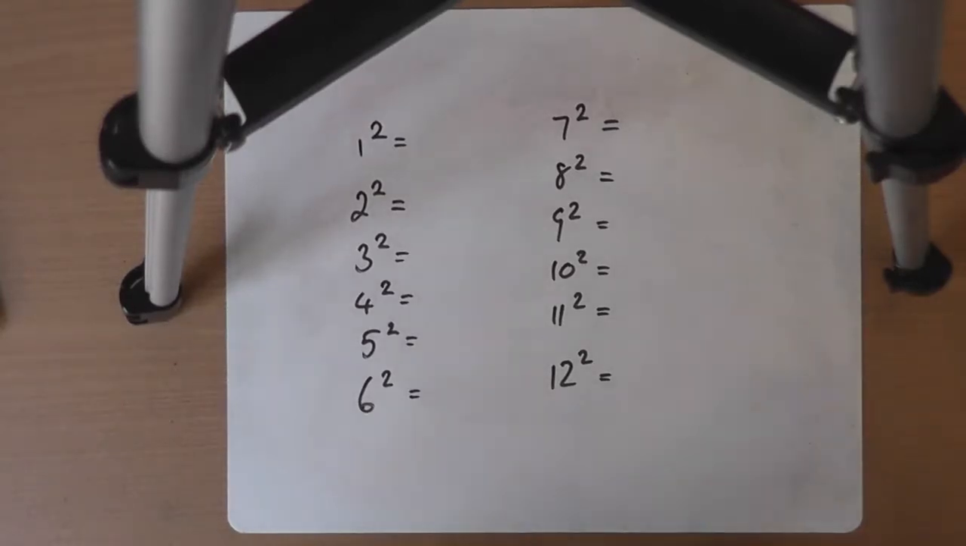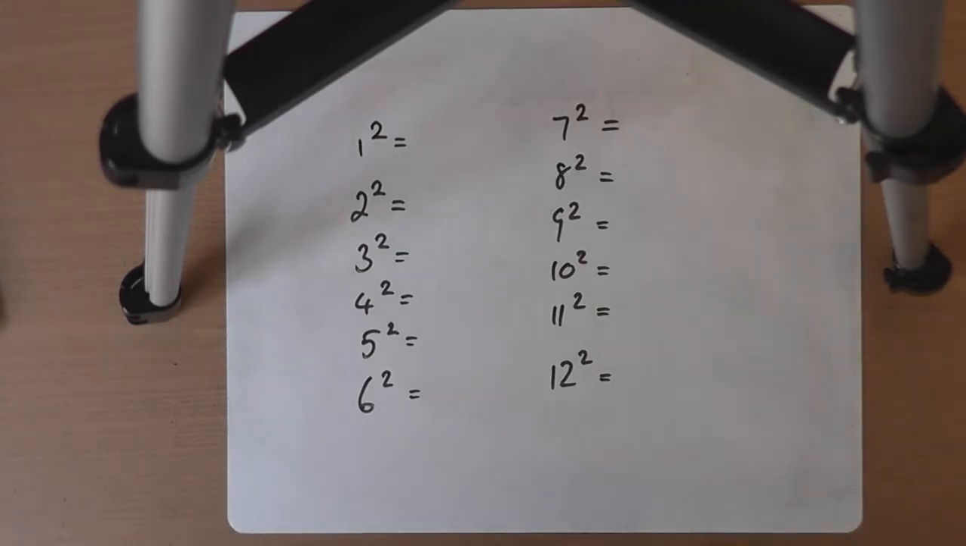On a related note, if we consider these squared powers, these power 2s, so 1 squared, 2 squared, 3 squared, 4 squared, 5 squared, 6 squared, all the way up to 12 squared. So that's the first 12 counting numbers, 1, 2, 3, 4, 5, 6, 7, 8, 9, 10, 11, 12, and then we're squaring each of them.